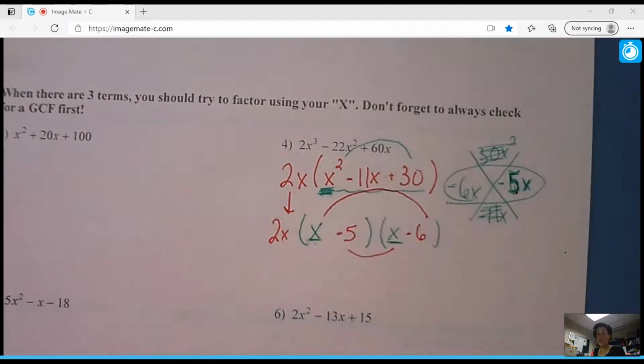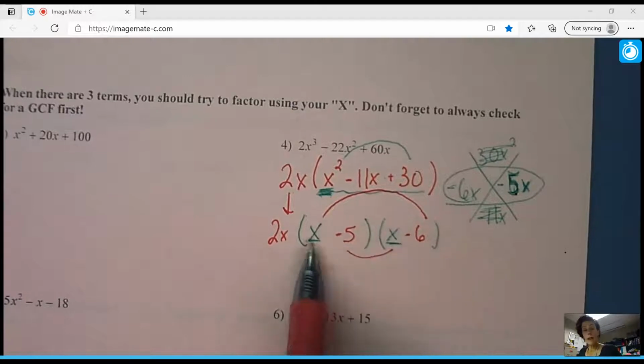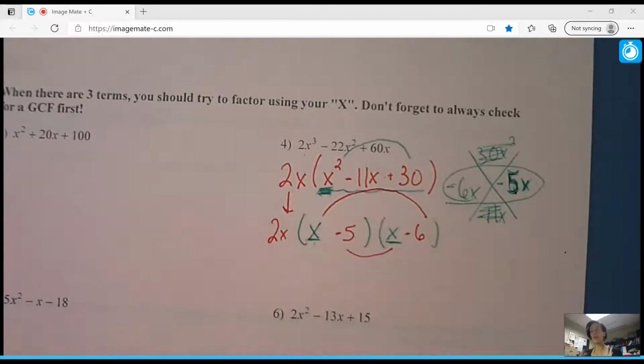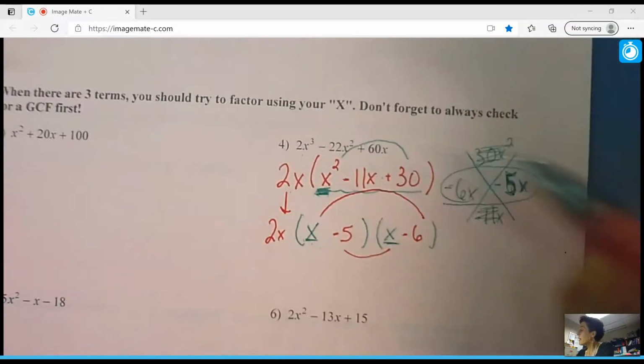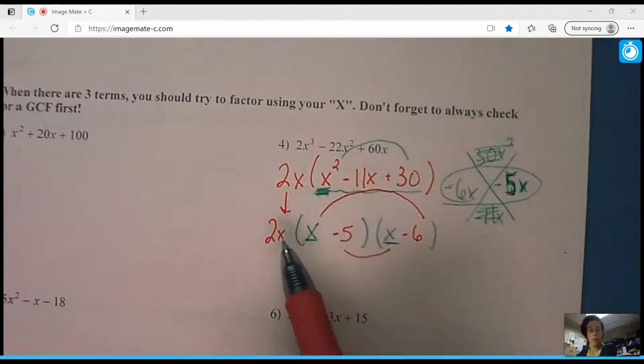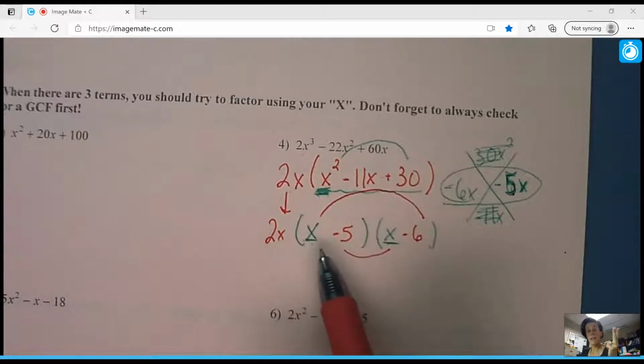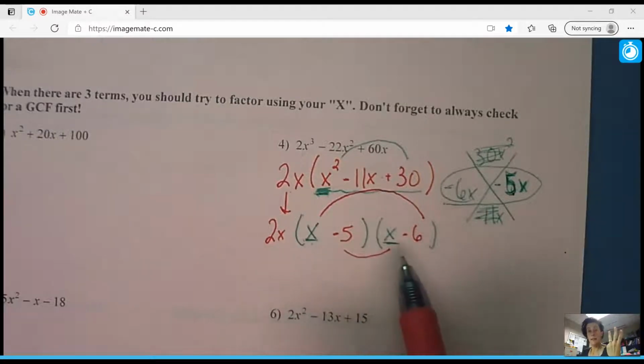In previous chapters, we've gone one step further and solved what makes each factor equal to 0. But in this chapter, we're not solving. We're just factoring. So in this problem, we have three factors. The GCF is 1. x minus 5 is our second one, and x minus 6 is our third factor.